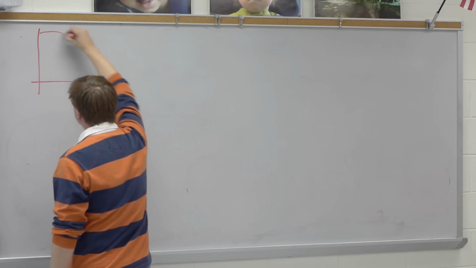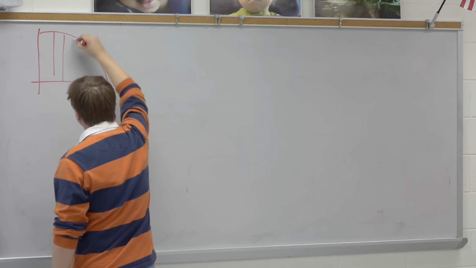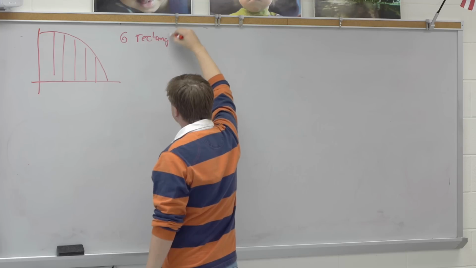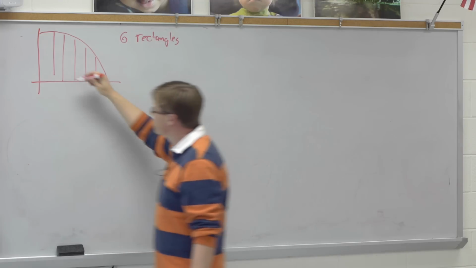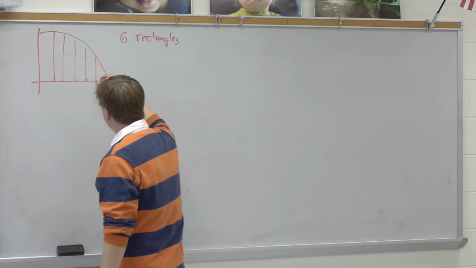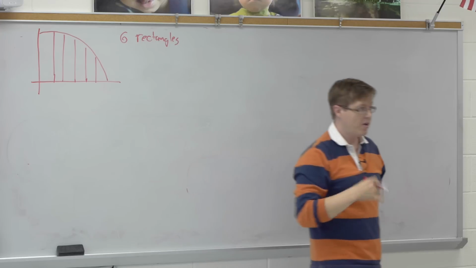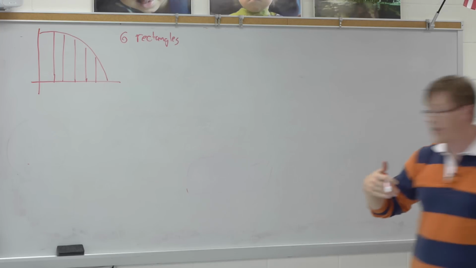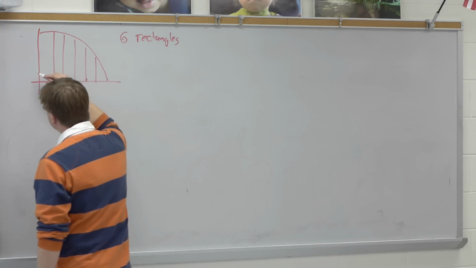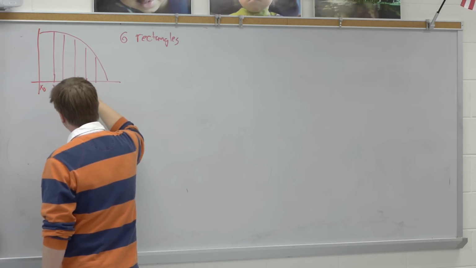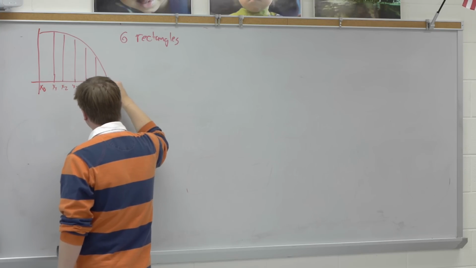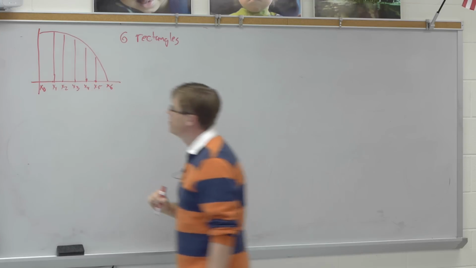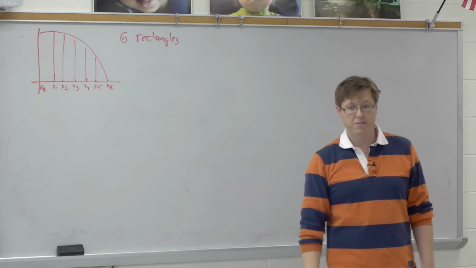So same picture, but I'm actually going to do 6 rectangles. And I'm going to add some notation to this. My x points I'm going to call x0, x1, x2, x3, just like we did before. So this is x0, x1, x2, x3, x4, x5, and x6. Those are all my endpoints.